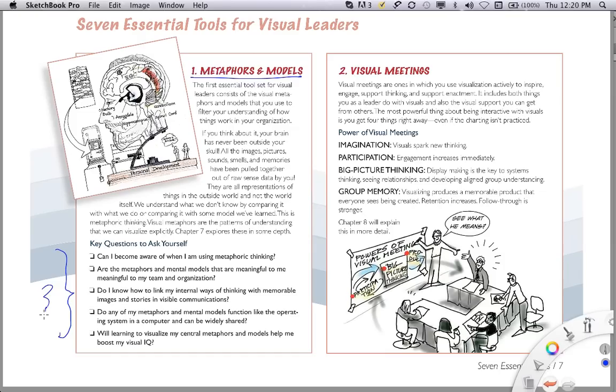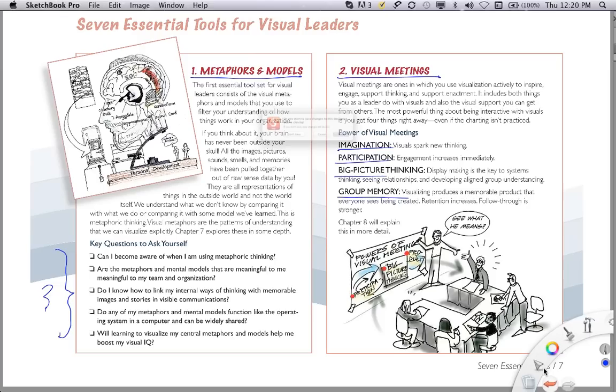Are you aware of when you're using metaphoric thinking? Are metaphors and models meaningful to you, and are the ones that are meaningful to you meaningful to your team? Do you know how to link your internal ways of thinking with memorable images? These are all the kind of questions a visual leader would ask, and they all have to do with your consciousness about metaphors and models. And I'll get into a little bit more of that in a minute or so. The second tool is visual meetings, and I won't go over that. I've already described it quite a bit, but here's a little picture about them and the powers of the visual meetings that I just reviewed.